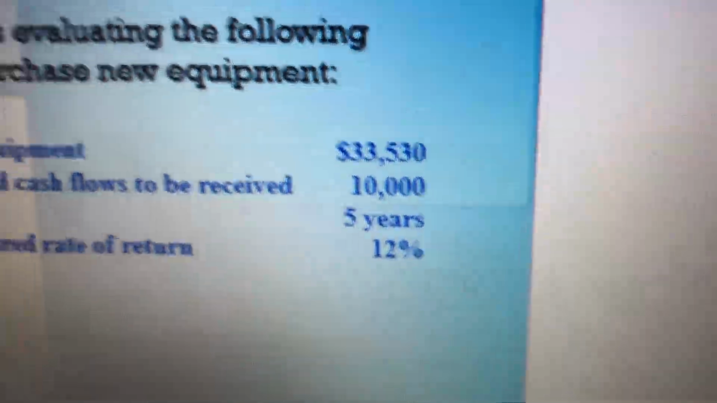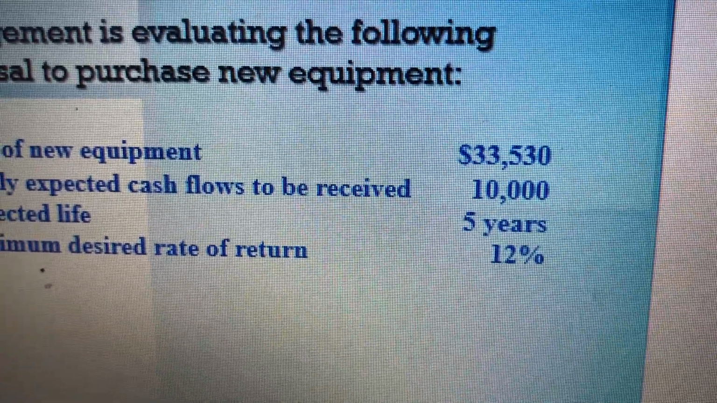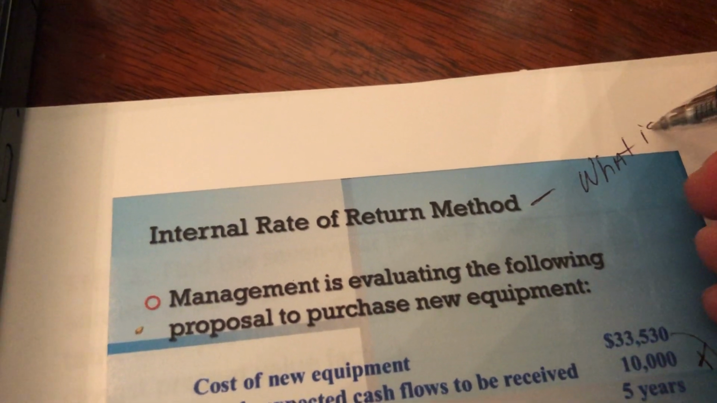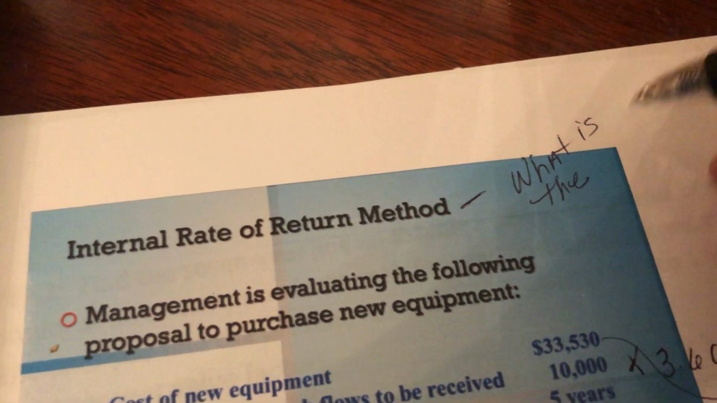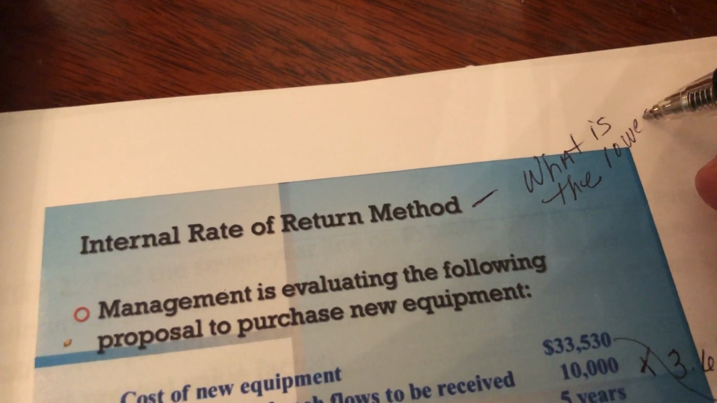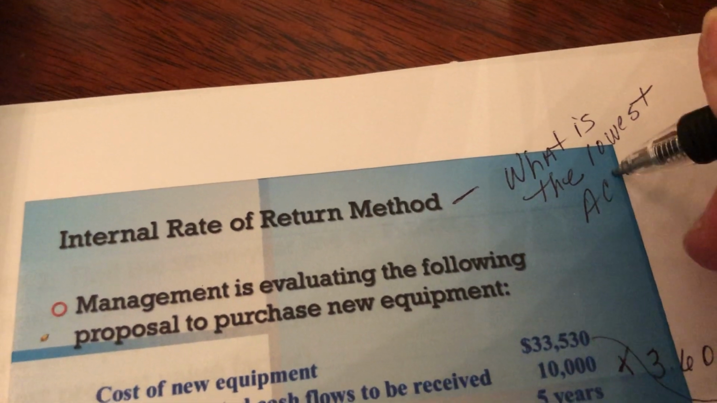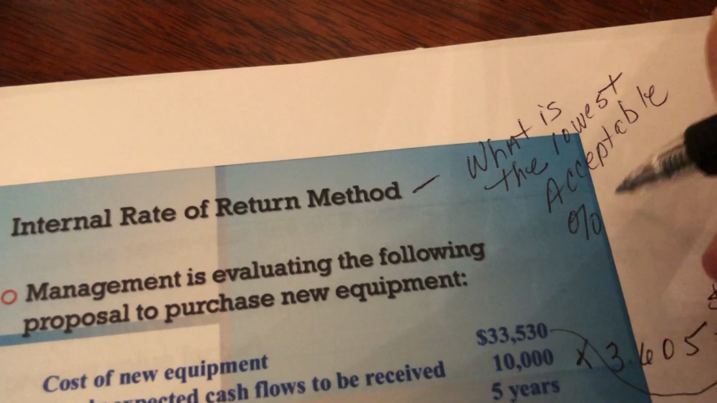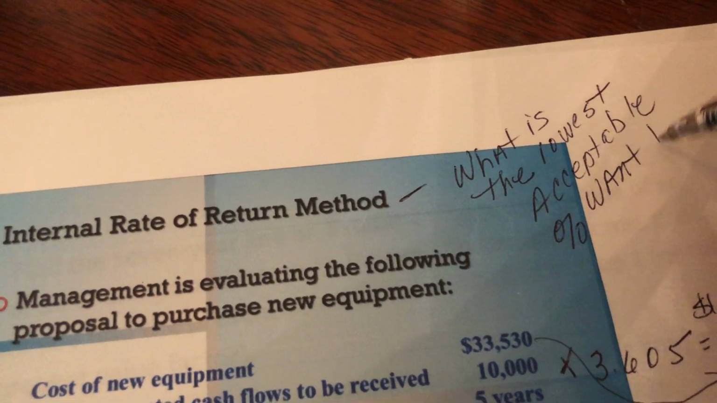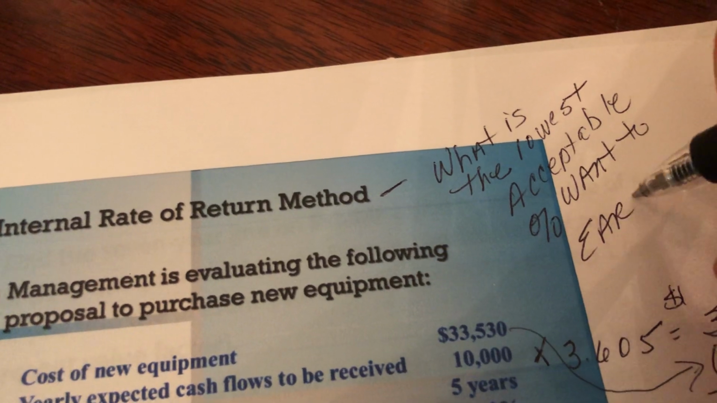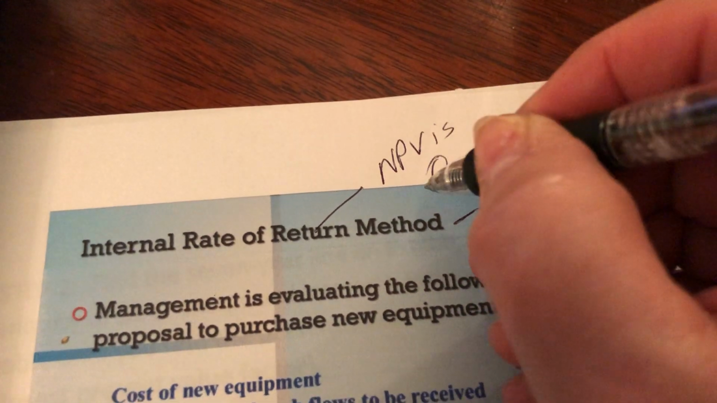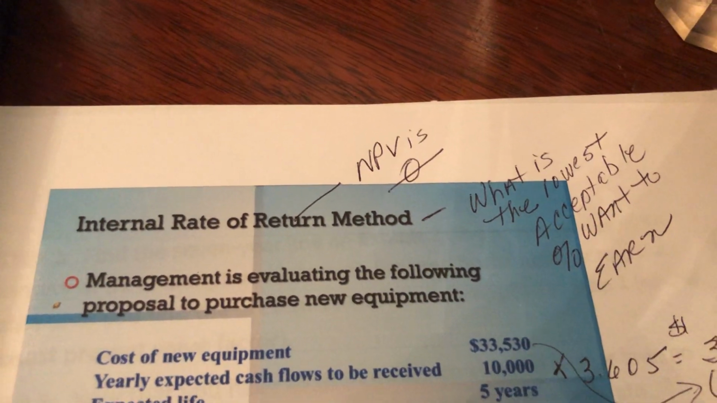Okay. Now, internal rate of return actually means what is the lowest acceptable percentage you want to earn. And it's also the place where the net present value is 0. So you could do this 2 ways.